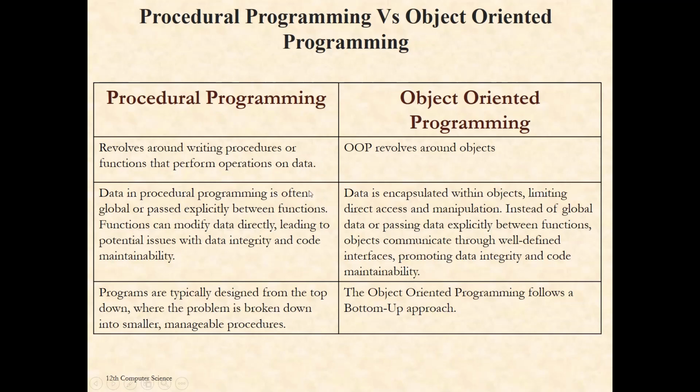Data in procedural programming is often global, or passed explicitly between functions. Functions can modify the data directly, leading to potential issues with data integrity and code maintainability.